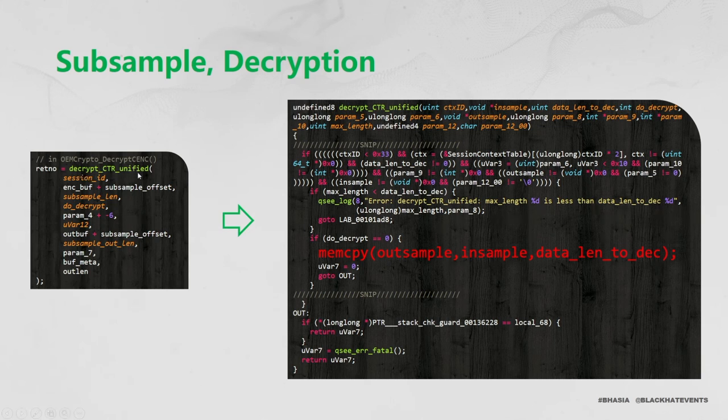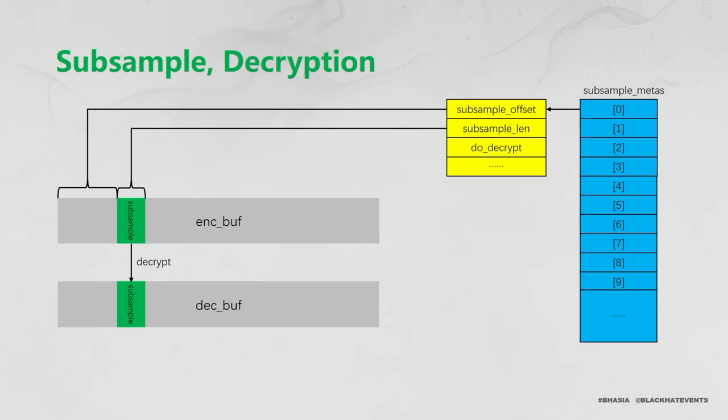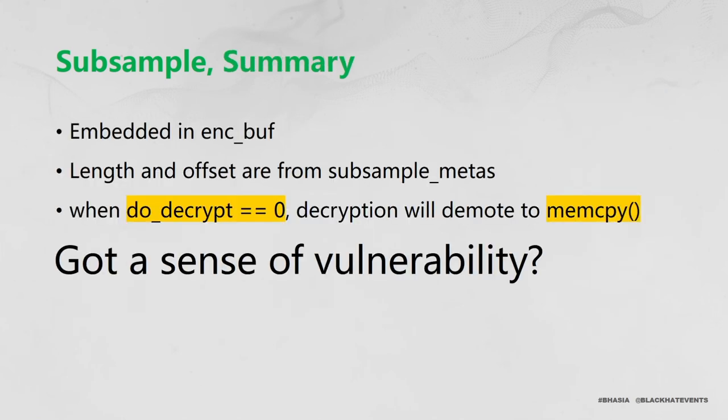They'll get decrypted by this function, and in this function, if do_decrypt is equal to zero, the decryption will be demoted to memcopy. Like this, the decrypt process. So a summary of the subsample. The subsamples are embedded in the in buffer and decryption buffer, and the length and the offset of them are taken from the metas array, and when do_decrypt is equal to zero, the decryption will be demoted to memcopy.